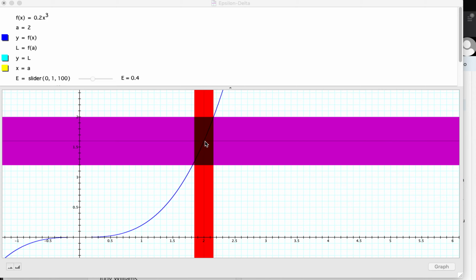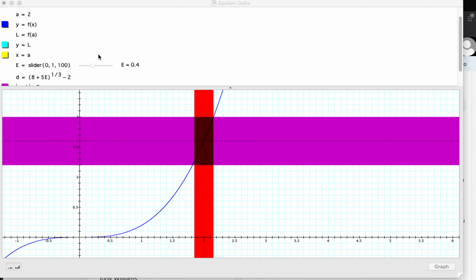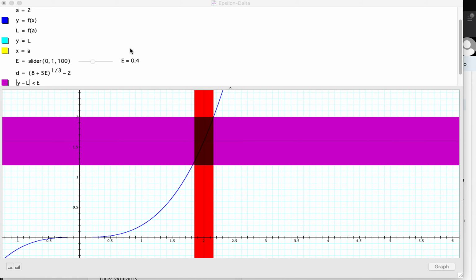So that's the output there, that is f of 2, and that is the limit here, because if I'm in a neighborhood of 2, I'm going to get stuff close to the 1.6. You can see that here. So that's my capital L here, 1.6. And right now I'm looking at a broad epsilon. My epsilon value is 0.4. So the width here is 0.4 units above or below the 1.6.